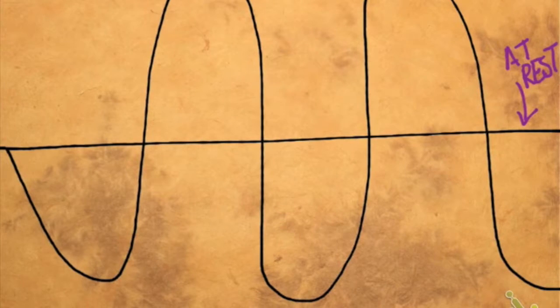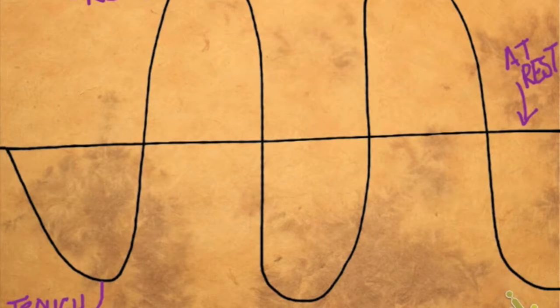The highest point above the equilibrium, or the highest point above when it's at rest, is going to be a crest. So this is a crest. Obviously then the lowest point is going to be a trough. So we have a crest and we have a trough. The crest is the highest point, the trough is the lowest point.